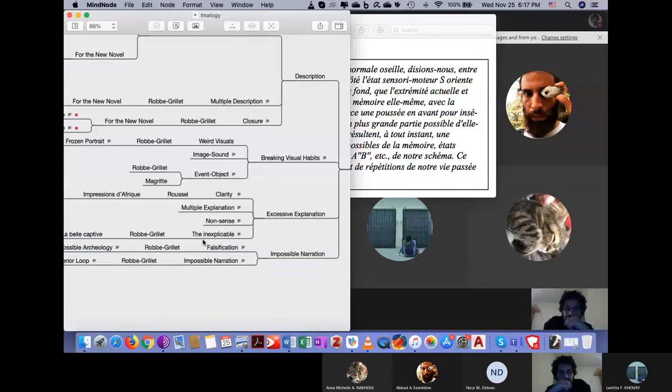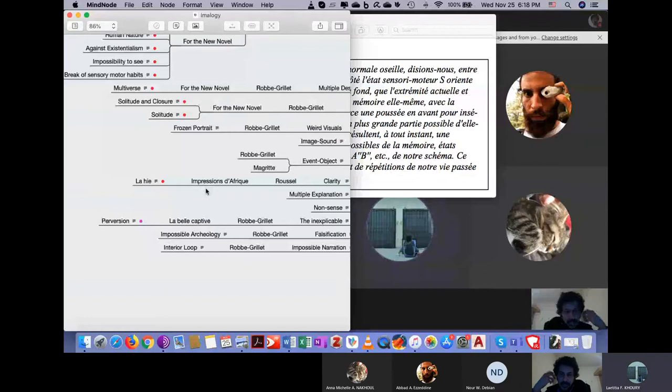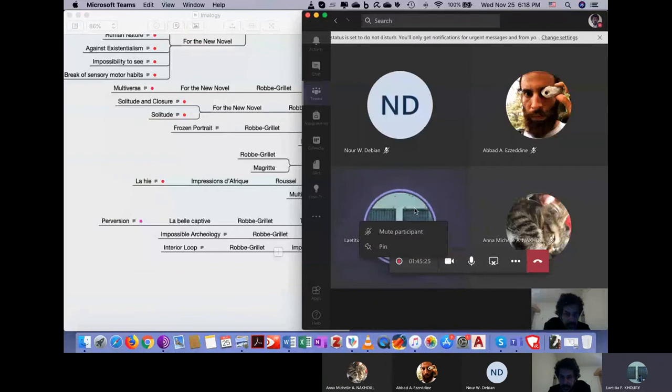And here, Robbe-Grillet calls for a friend, an ally. He says, Roussel, the writer, did it before me, when in his book, La Vue, he writes lengthy descriptions on describing an event. Now, how does Roussel do that?